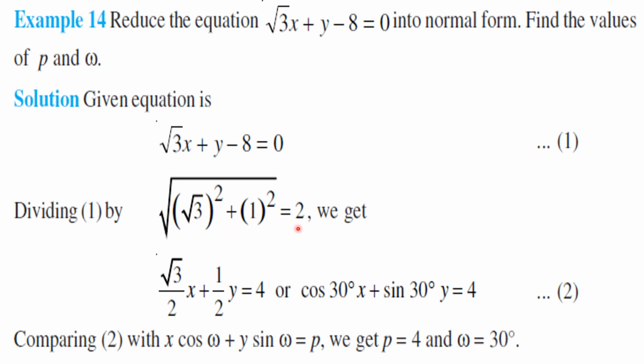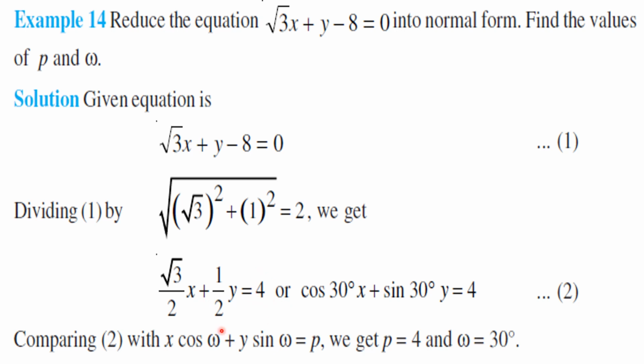2. Okay, my children. So we have to divide this entire equation by 2. Then what will you get? Root 3 by 2x plus 1 by 2y is equal to 4. We transposed minus 8 to the RHS, and we divided that 8 by 2. Then what will you get here? 4. Understood this step, my children?